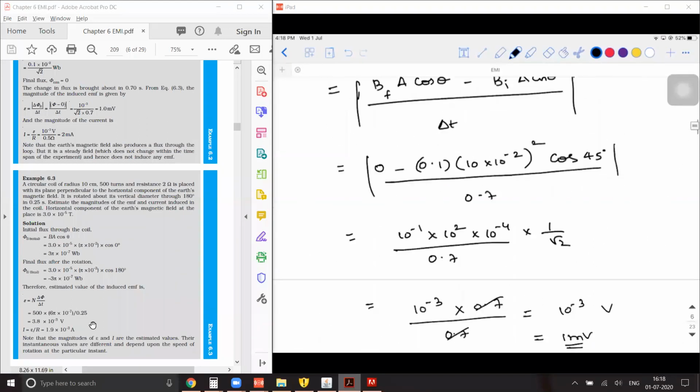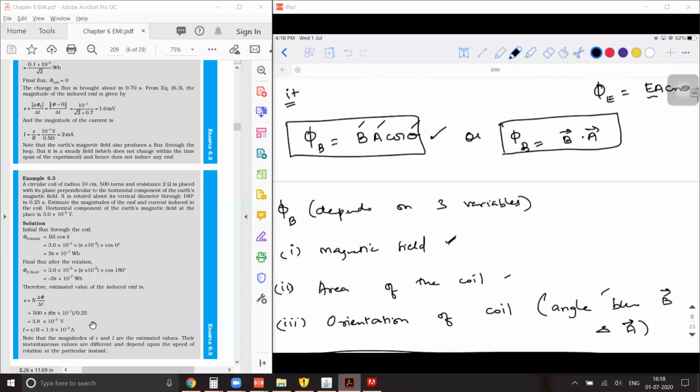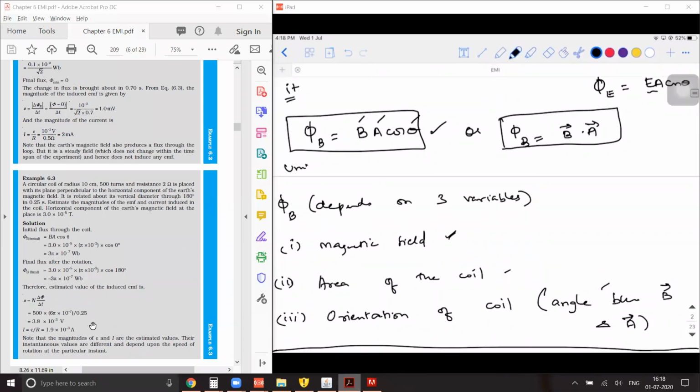Now let's revisit the concept of magnetic flux. So write down the units of magnetic flux. Magnetic field is measured in terms of Tesla. Area is measured in terms of meter square. So this Tesla into meter square is called Weber. It's also a name of a scientist. So W is what is used. This is the SI unit.